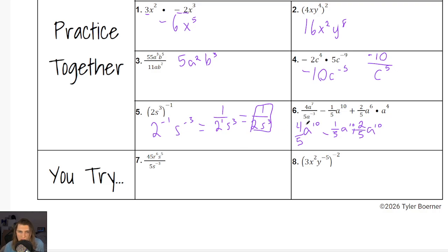Now we just read them in order because all of these have the same exponent, so we can add them. So 4 over 5 a to the 10th minus 1/5 a to the 10th gives us 3/5 a to the 10th. Then when we add 2 over 5, we get 5 over 5 a to the 10th, which this fraction simplifies to 1. So our answer here is just a to the 10th.